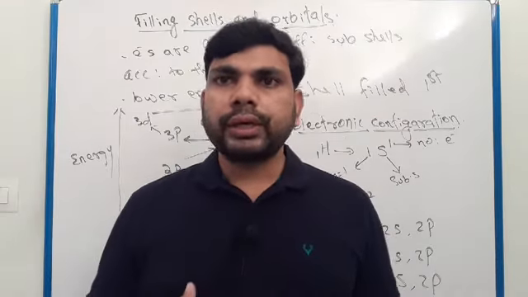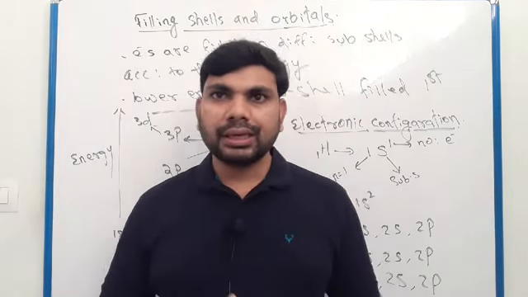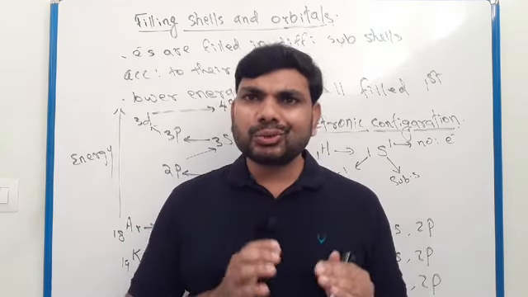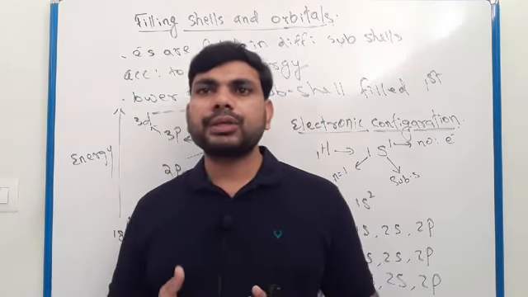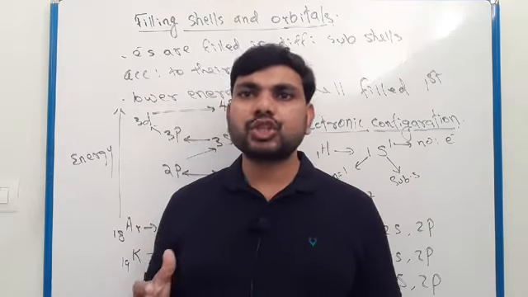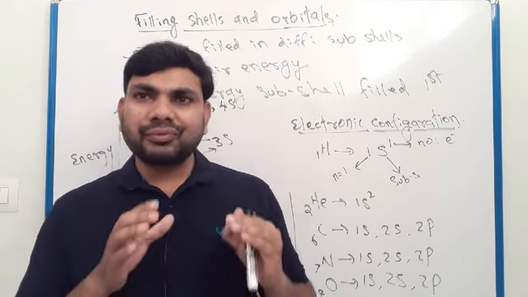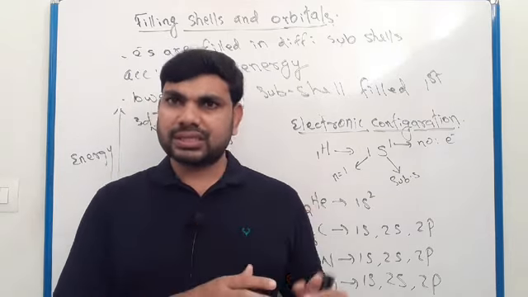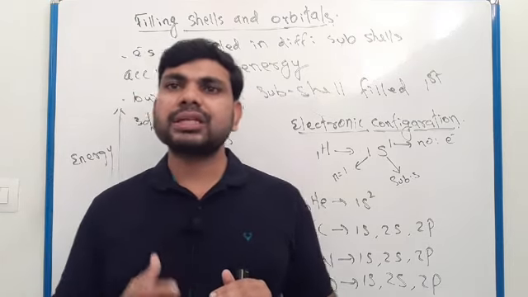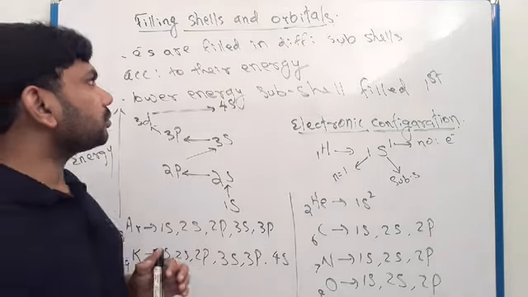Clear? Okay, next we have to discuss filling of electrons in different atomic orbitals. Electrons are filled in different atomic orbitals according to their energy. Electrons are filled first in orbitals with lower energy. Lower energy orbitals are filled first. Clear?